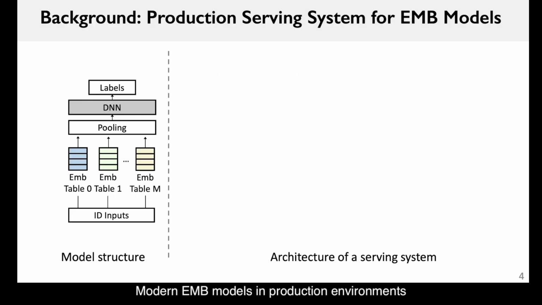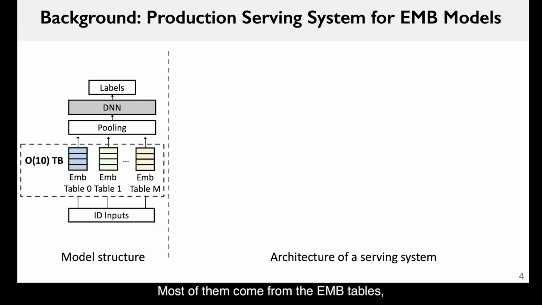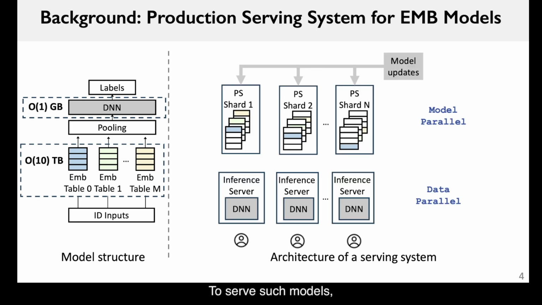Modern embedding models in production environments contain up to trillions of parameters. Most of them come from the embedding tables, while the DNN part is very small, only about GB level. To serve such models, the production serving system follows a hybrid parallel architecture. For the embedding part, it is stored in multiple PSs in shards with model parallelism. For the DNN part, it is replicated in each inference server with data parallelism.